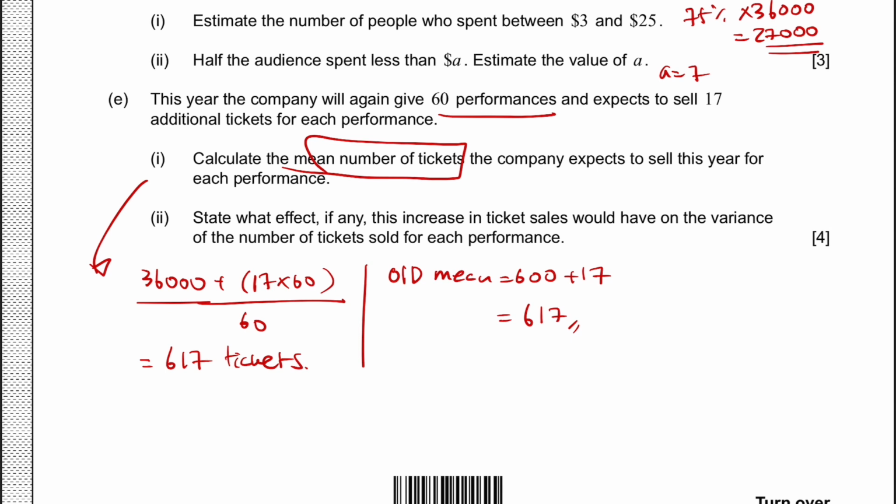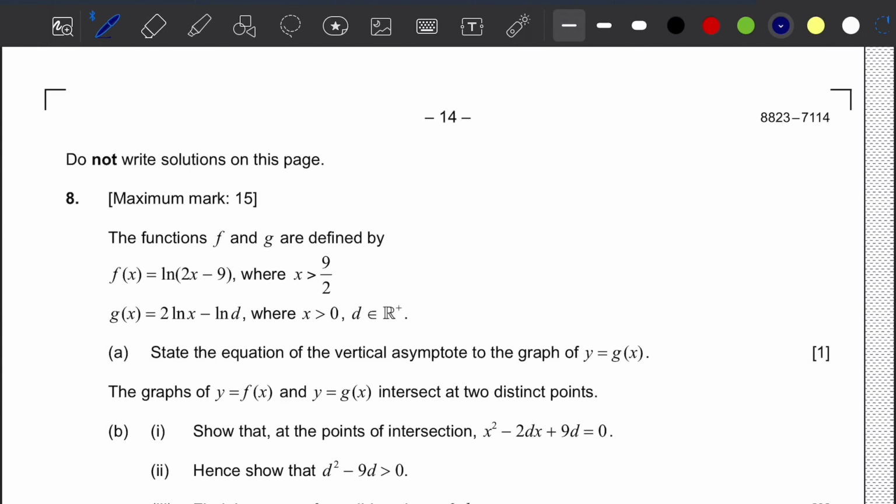Okay, so that's another method you can use to calculate the mean value. Question E(ii), we need to state what effect, if any, this increase in ticket sales would have on the variance of the number of tickets sold for each performance. We have increased the same amount of tickets for every single performance, so there's no effect on the variance.